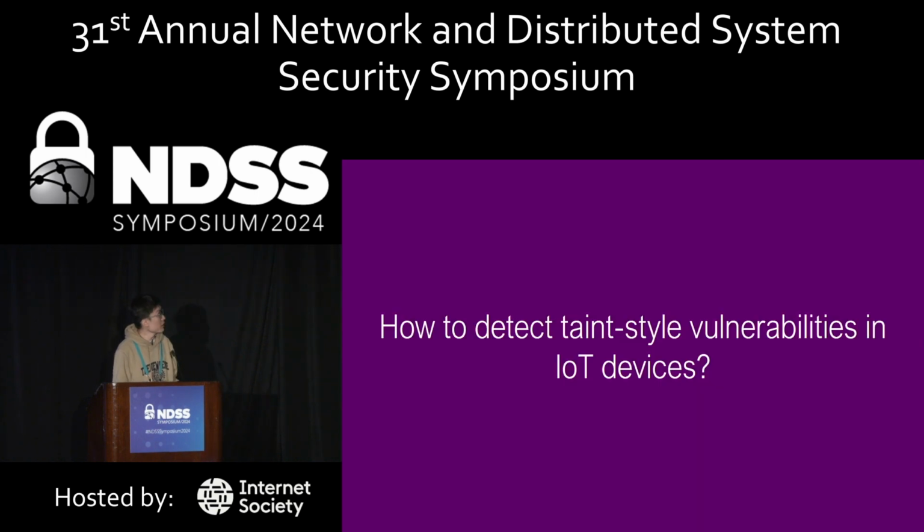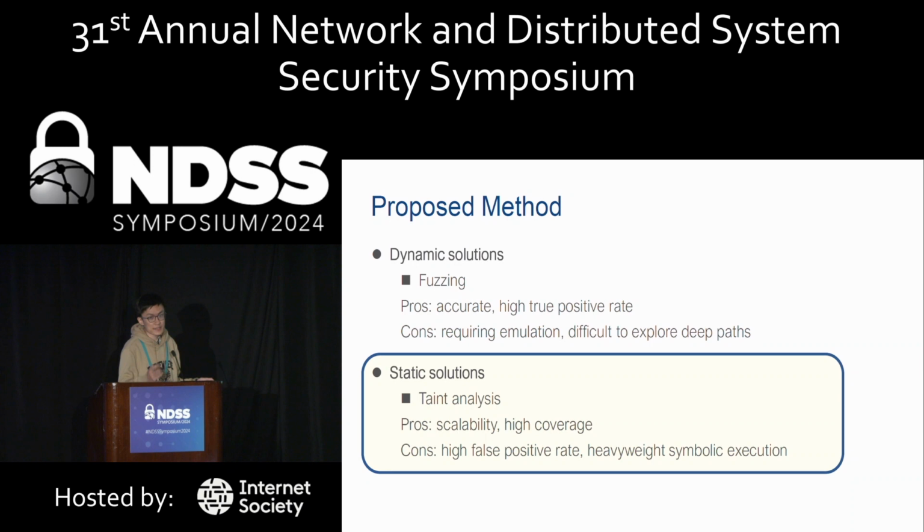Up to now, many solutions to detect taint-style vulnerabilities in IoT devices have been proposed, including dynamic solutions and static solutions. Fuzzing has been popular, but for firmware, it requires analysts to tailor an emulation environment. And static solutions do not require emulator support and could be applied to large-scale firmware analysis. Several static taint-style analysis works have been proposed, but they still have some limitations.